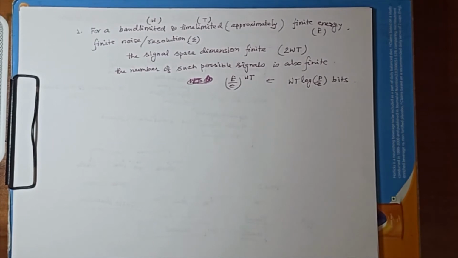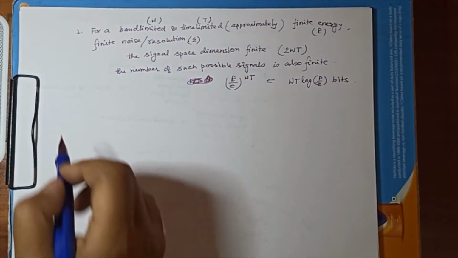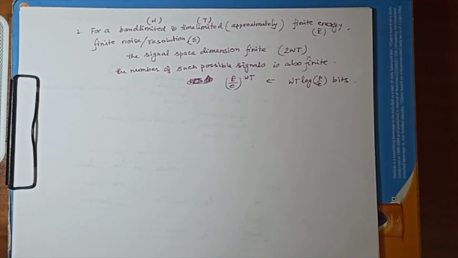So since this is finite, the number of such possible signals which the source can generate is finite. There is a strong rationale behind thinking, then why do we need to represent them using analog signal waveform, using continuous time?